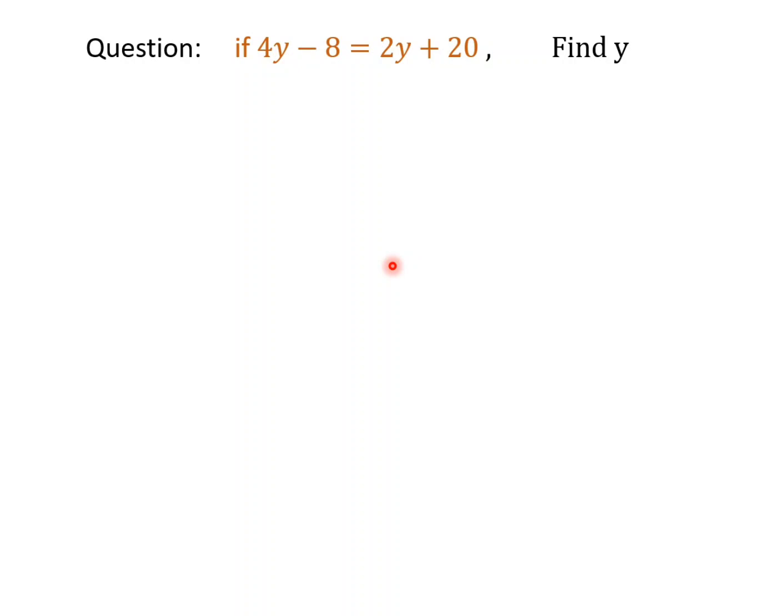4y minus 8 equals 2y plus 20. Find y. Solution. So we have 4y minus 8 equals 2y plus 20.